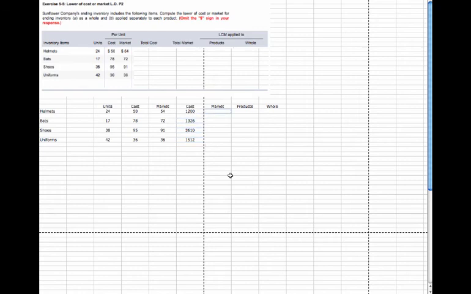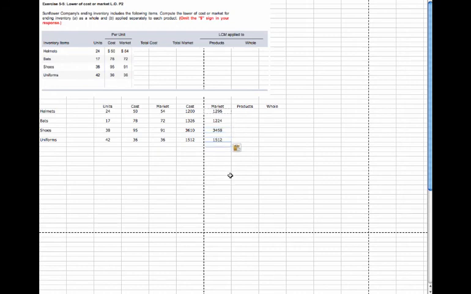Now we can determine what the market price is. If I take the number of units times the market price per unit, which will give us 1,296. We can do the exact same calculation for bats. We can do the same thing for shoes and the same thing for uniforms.